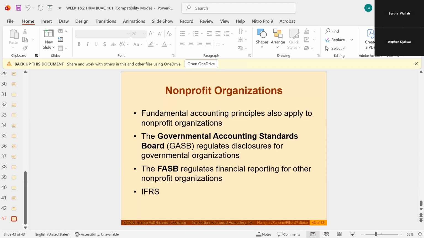Yes, sir. So when you read types of businesses, you will see two categories: profit-making organizations and non-profit making organizations.